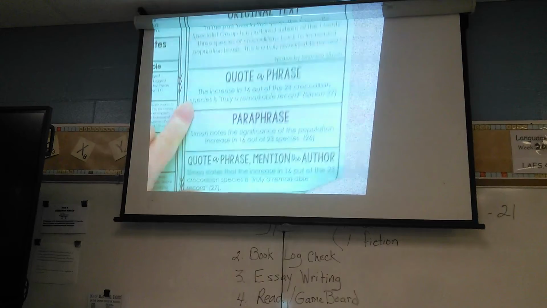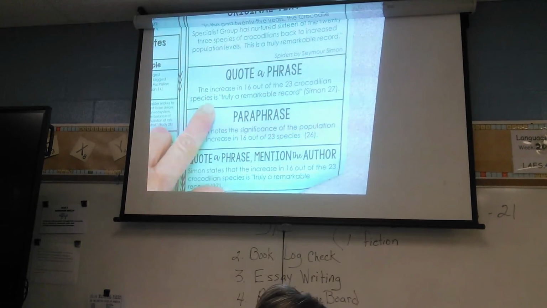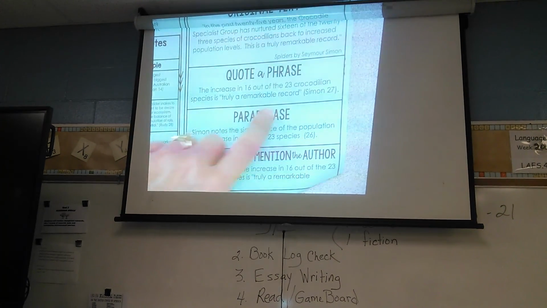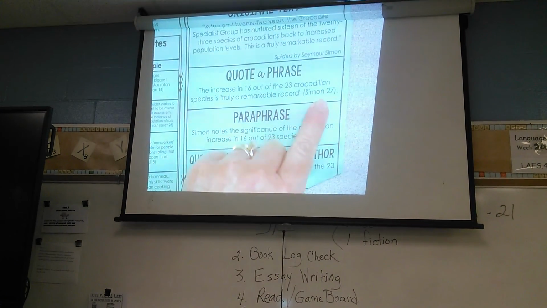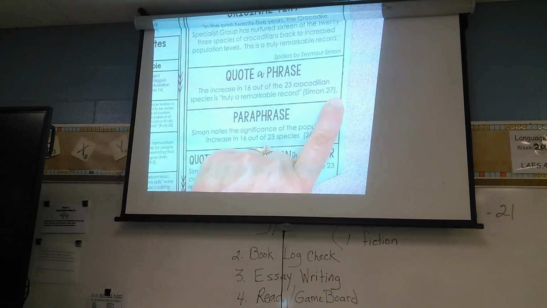Okay, so then if we were going to quote a phrase, look at how they quote a phrase. The increase in 16 out of the 23 crocodilian species is, here's the quote, truly a remarkable record. And then after that, in parentheses, Simon 27. Period after the parentheses.